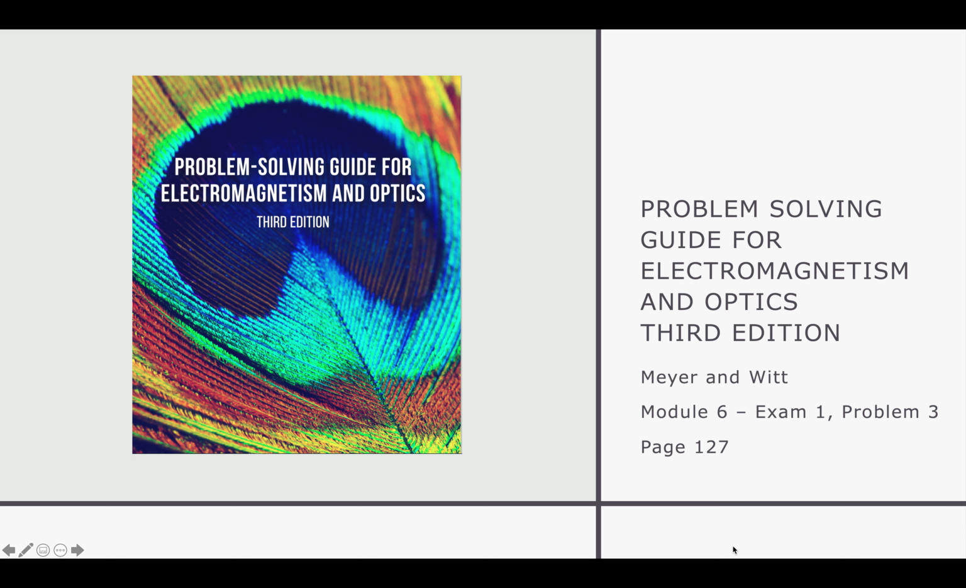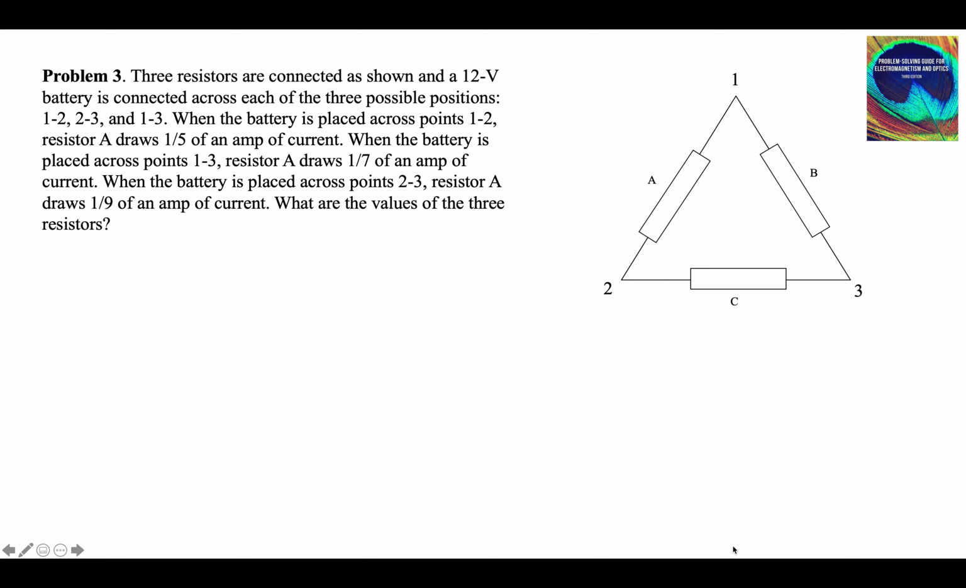This is problem 3 on exam 1 of module 6 in the book Problem Solving Guide for Electromagnetism and Optics. Problem 3 is: 3 resistors are connected as shown, A, B, and C, in a triangle. The battery is connected across 3 possible positions, 1 and 2, 1 and 3, and 2 and 3.